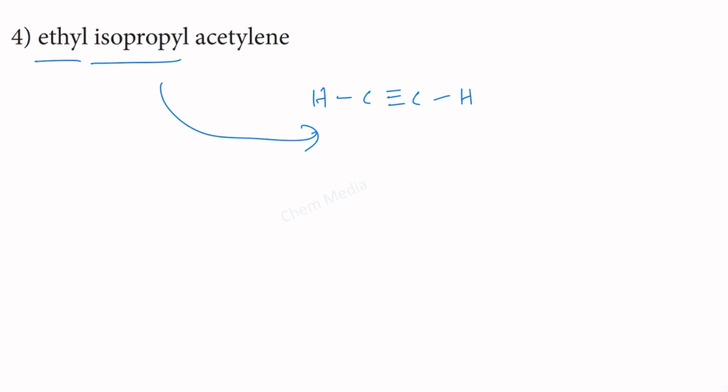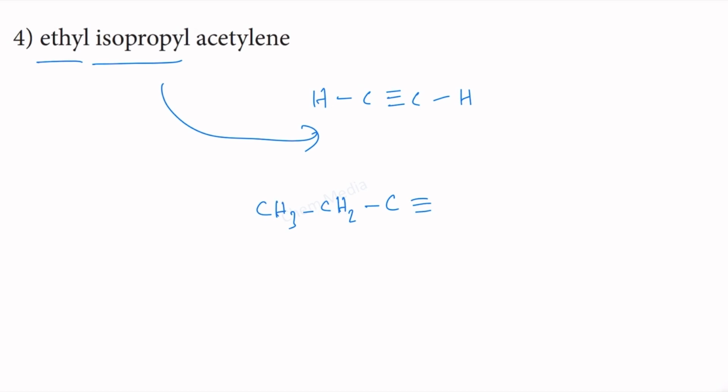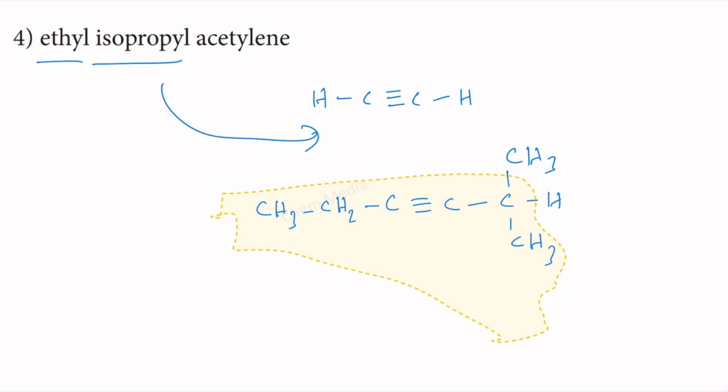ethyl isopropyl acetylene. We know that this is the structure of acetylene. We need to replace the hydrogen atoms and put ethyl as well as isopropyl groups, but we cannot put both ethyl as well as isopropyl on the same side. If we do that, then we will be messing up with the valency of carbon. Therefore, on one side you put the ethyl group, and then on the other side you put the isopropyl group, that is CH, CH3, CH3. So, this is our long continuous carbon chain here.